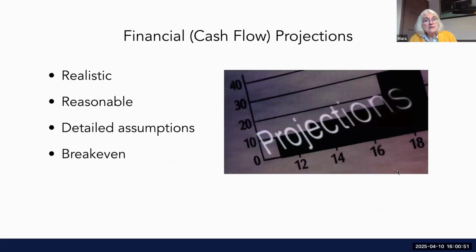Okay, next slide. So now we want to talk about financial projections, which is basically cash flow projections. You want them to be realistic and reasonable. You know, you don't want to say, oh, I think I'm going to sell 50,000 my first month at a little corner coffee shop. That is not reasonable or realistic. You want to have detailed assumptions. So if anybody asks you, well, where did you come up with that number? You can just kind of flip to that page and say, well, this is how I came up with it. And you want to be able to mention break even.